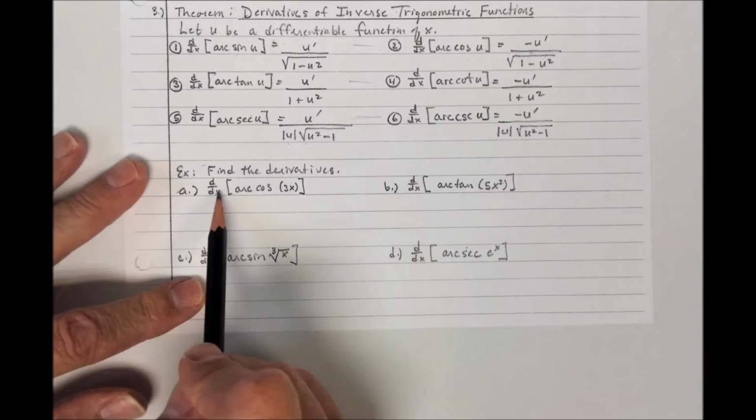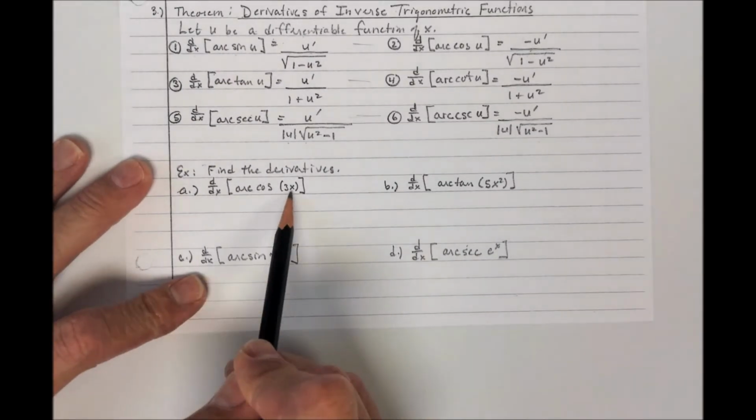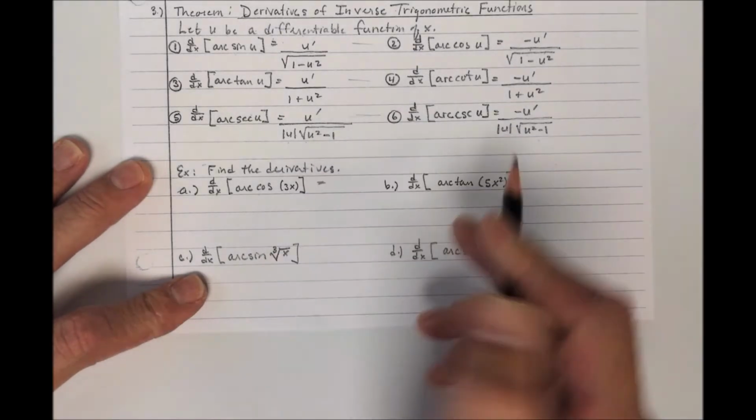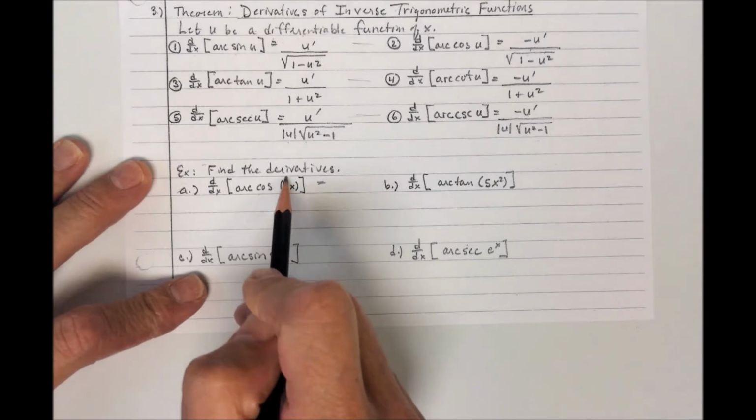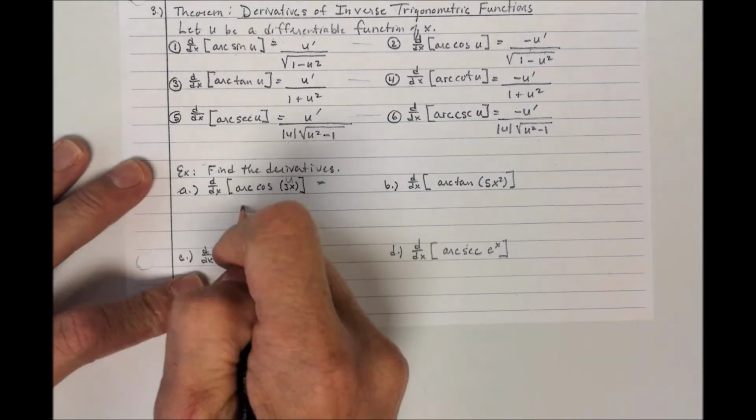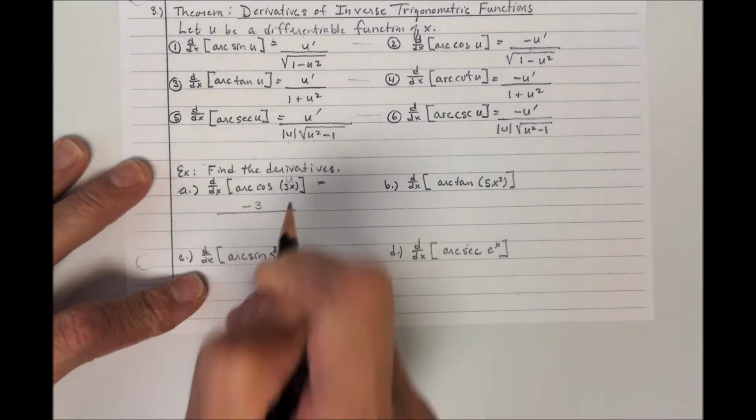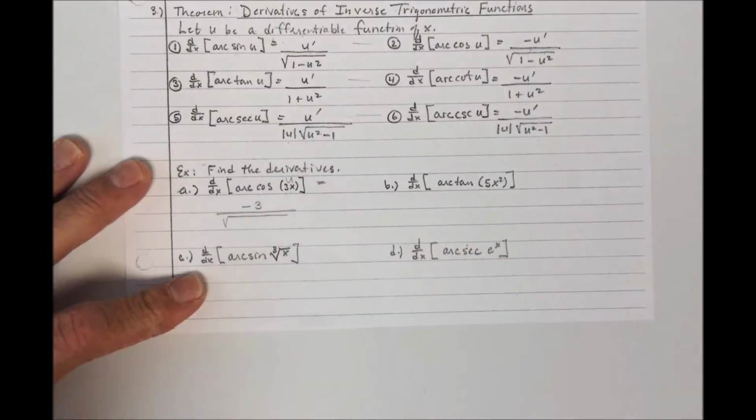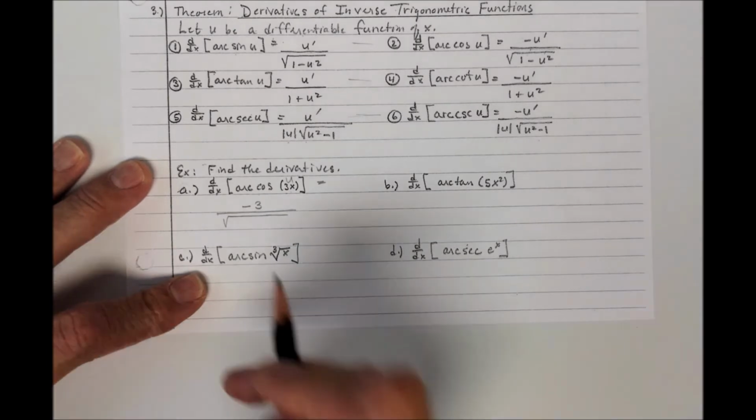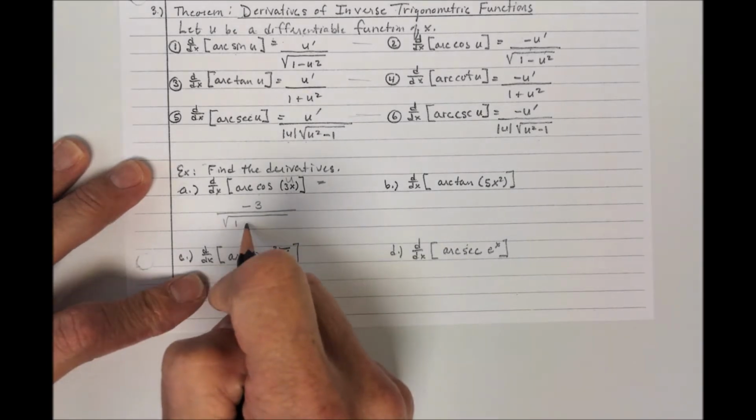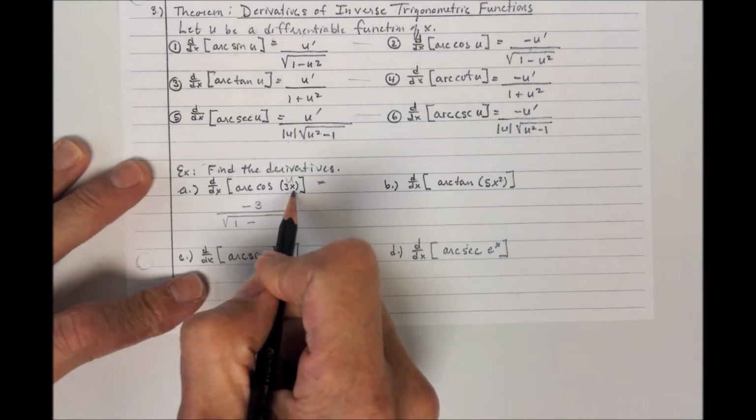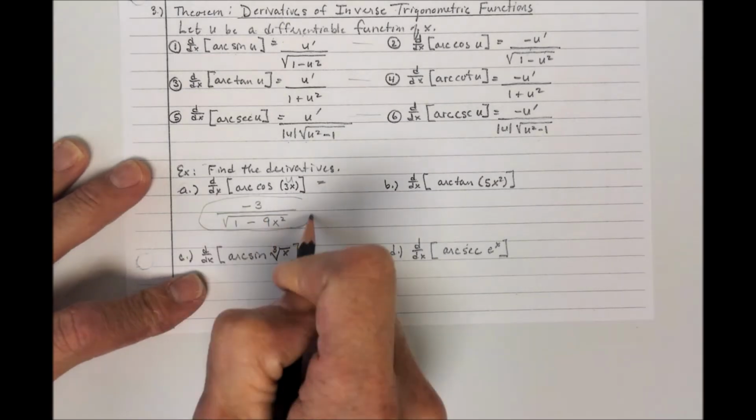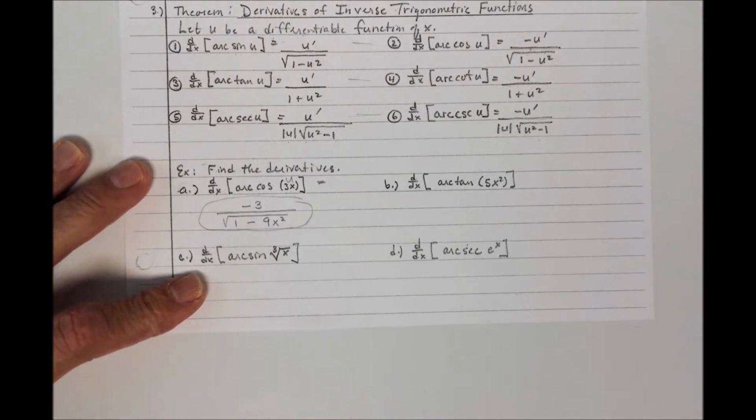All right, what is the derivative with respect to x of the arc cosine of 3x? Well, according to this formula right here, it is negative u prime. If this is my u here, 3x, negative u prime would be negative 3 all over the square root of 1 minus u squared, which would be 3x times 3x, which would be 9x squared. And I am done. That is not going to simplify. We're going to leave the radical in the denominator like that.